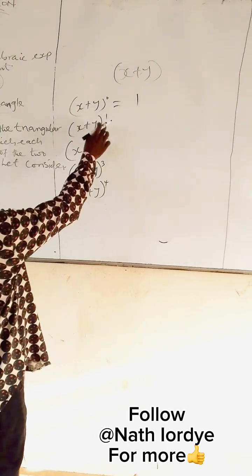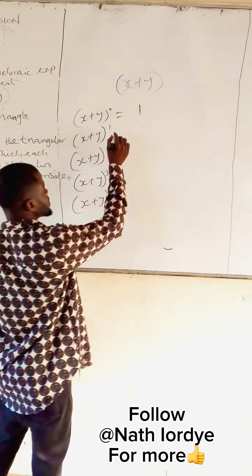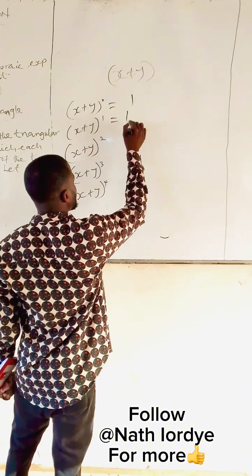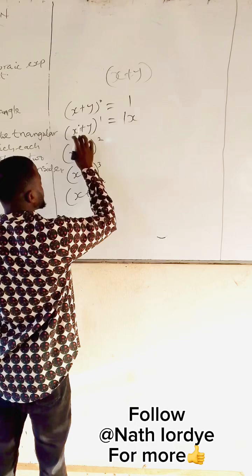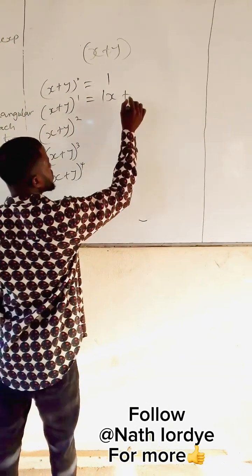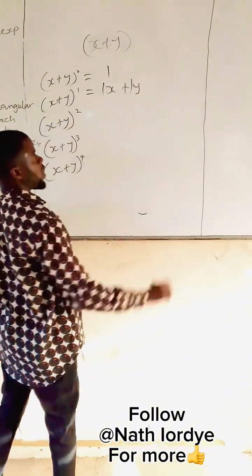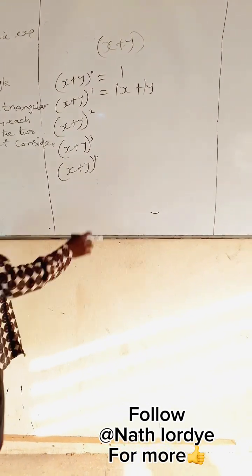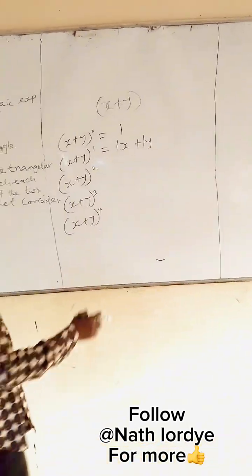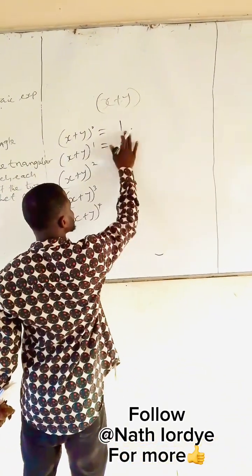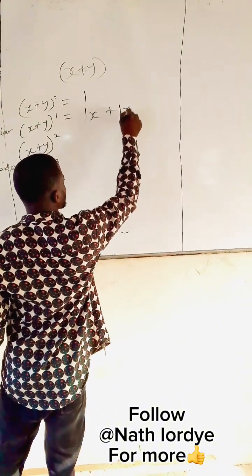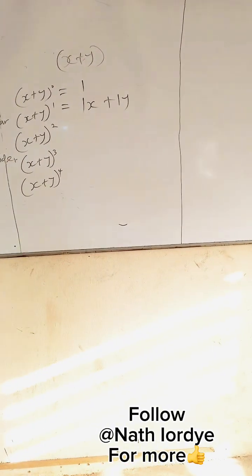Now the second one is x plus y to the power of 1. You agree with me that this will give you 1 times x, which is 1x, plus y times 1, which will give you 1y. Let me rewrite it. You have 1x plus 1y. This is the base of Pascal's triangle.